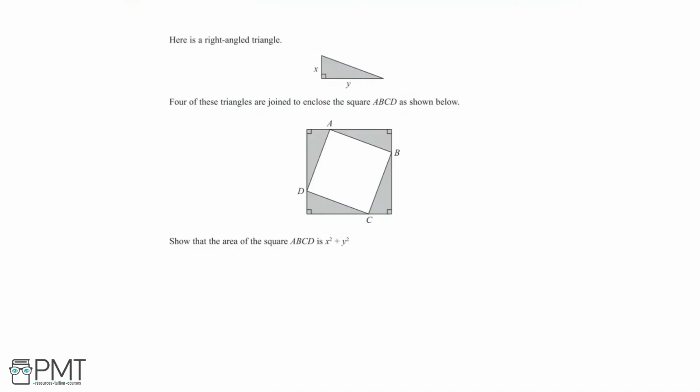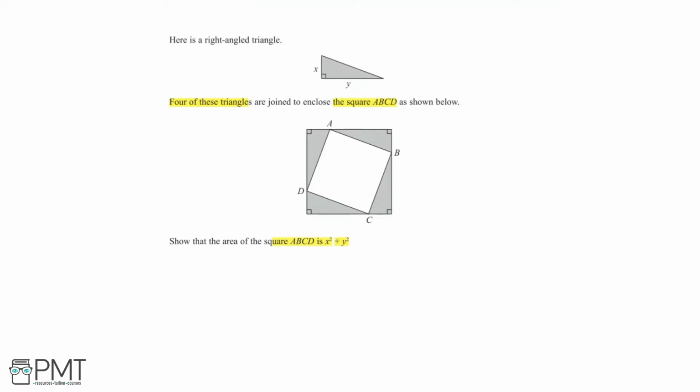In this question, we're given a right-angled triangle with side lengths of x and y. We're told that 4 of these triangles are joined together to enclose a square ABCD, as shown below. Now we need to show that the area of square ABCD is equal to x squared plus y squared.